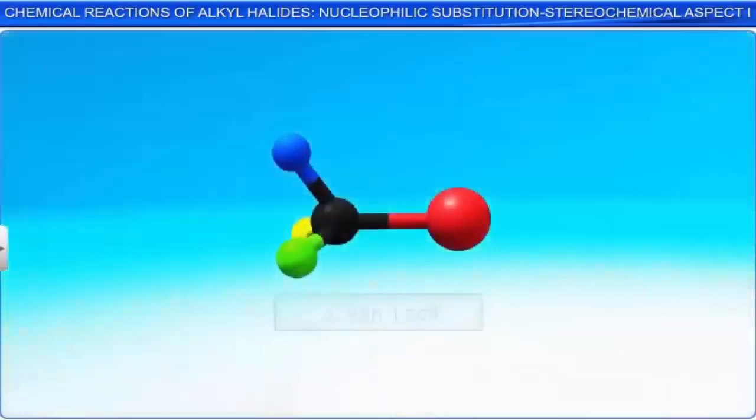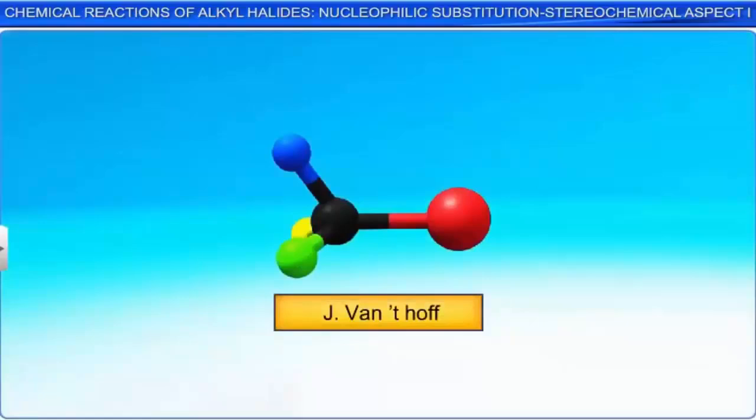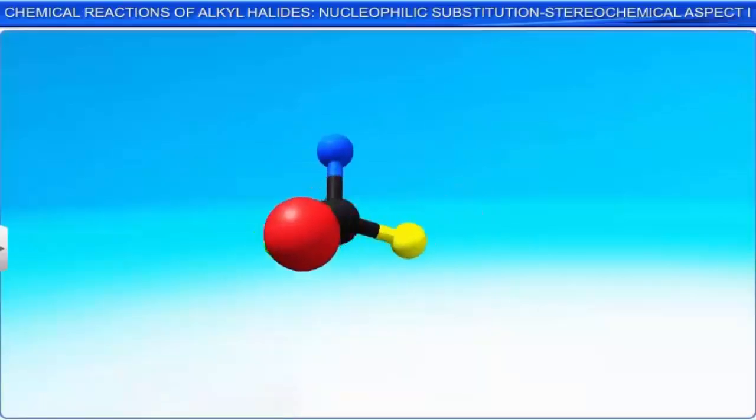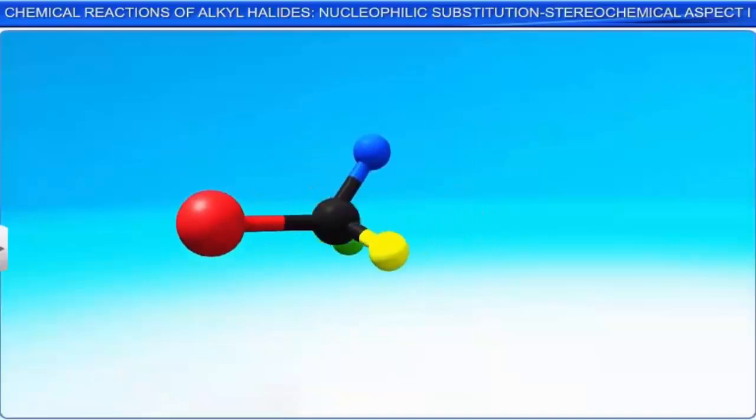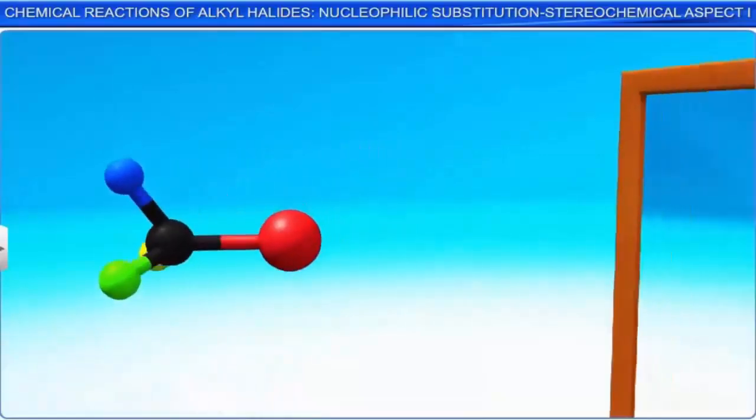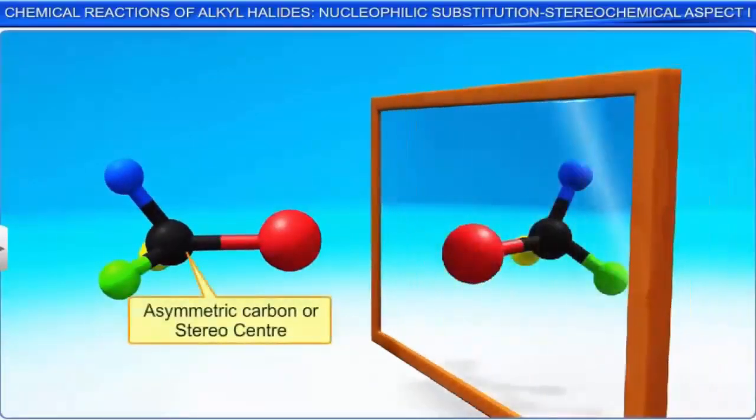Later, a Dutch scientist, J. van 't Hoff, and a French scientist, C. Le Bel, independently argued that if all the four substituents or groups attached to the central carbon atom are different, then such a carbon is said to be an asymmetric carbon or stereocenter. The resulting molecule is said to be an asymmetric molecule. This asymmetry of the molecule is responsible for optical activity.